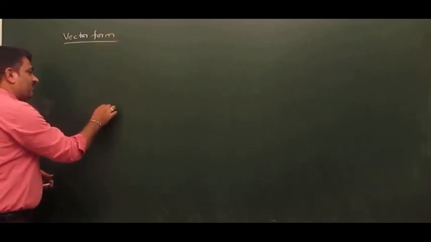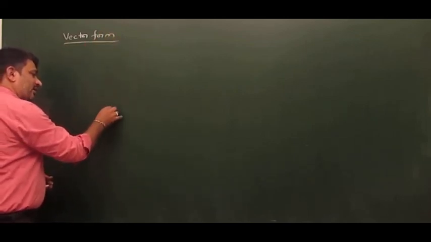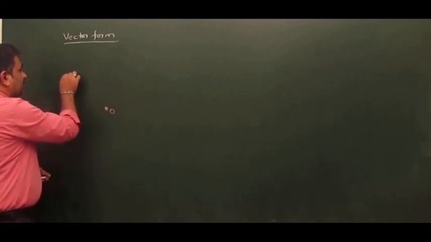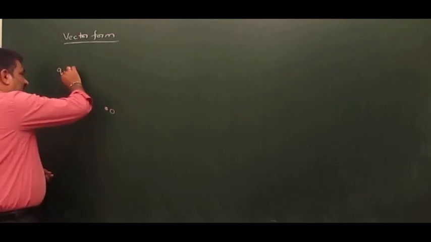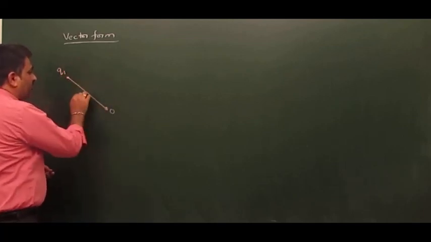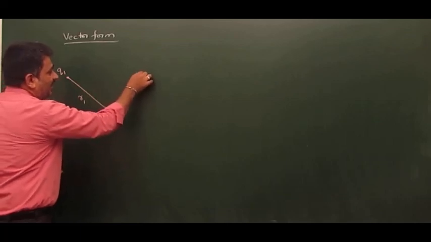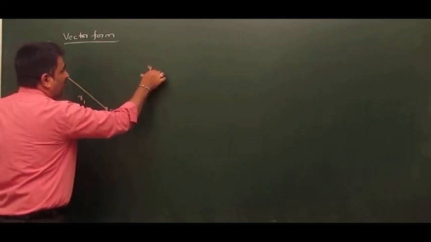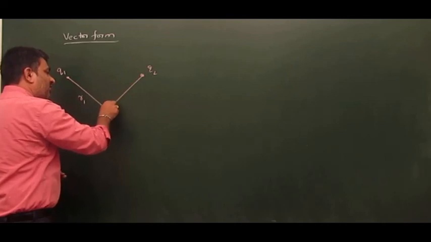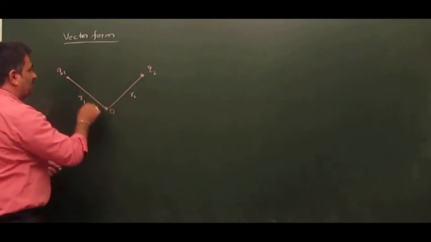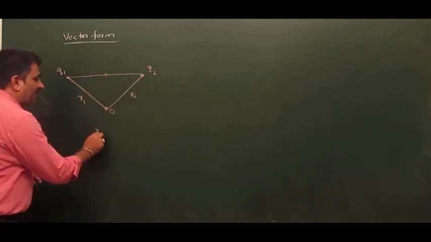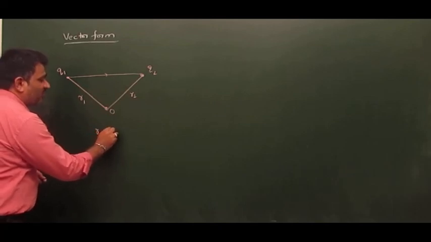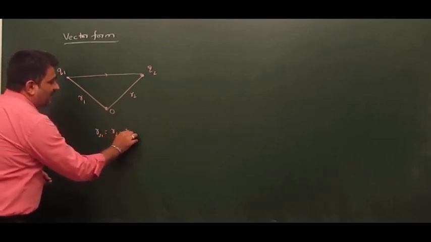Let's consider the reference point O. This is the point where we place the charge Q1, and the position vector from the reference point is R1, and another charge Q2 is placed. The position vector from O is R2, and if the position vector leads from the first charge to the second charge, then we can write R21 is equal to R2 minus R1.